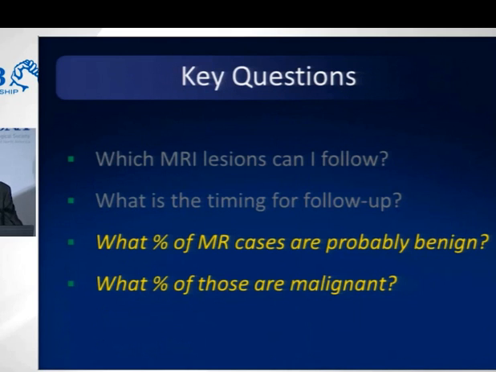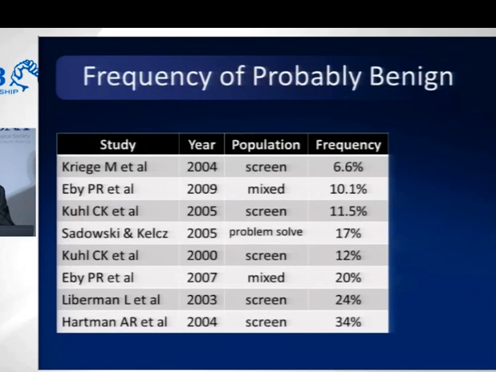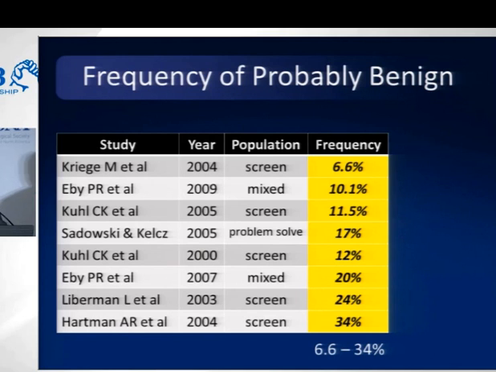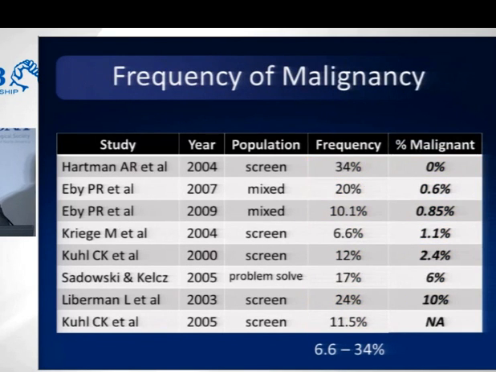All right, and finally, we're going to discuss what % of MRI cases would I expect to be probably benign, and what % of those will turn out to be malignant. So there are a number of studies that have reported on the frequency of probably benign in their cohorts. They range from about 6.5% all the way up to 1/3 of the cases were called probably benign. What % of those turned out to be malignant? Anywhere from 0% up to 10% of the probably benigns turned out to be malignant.